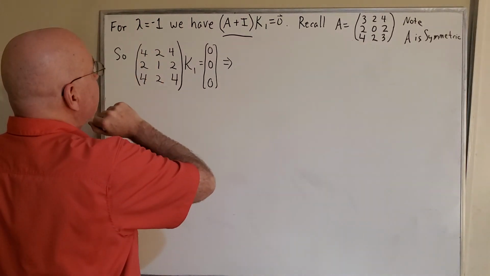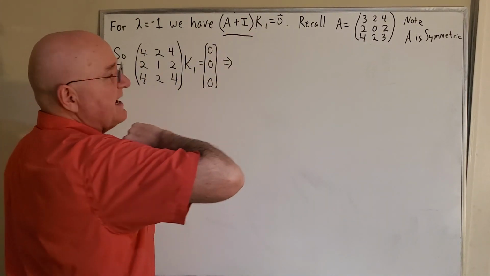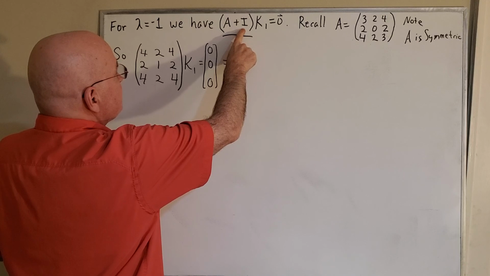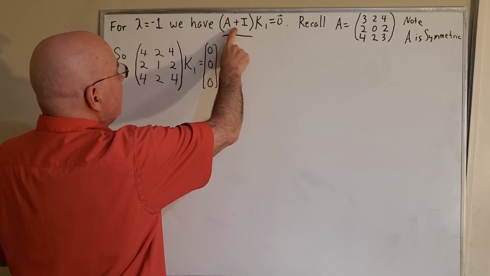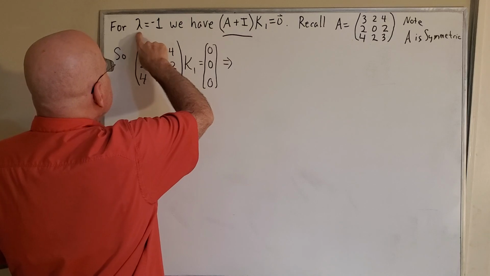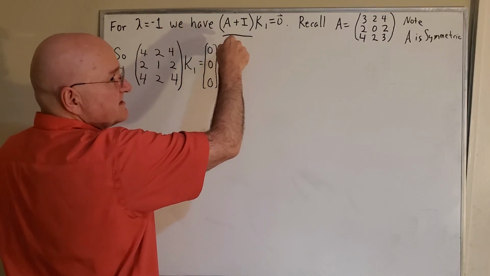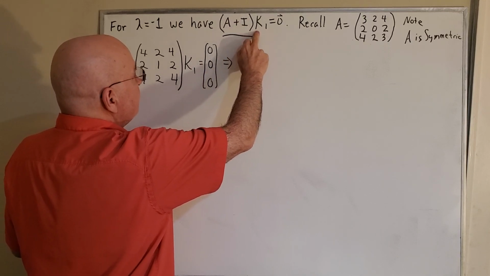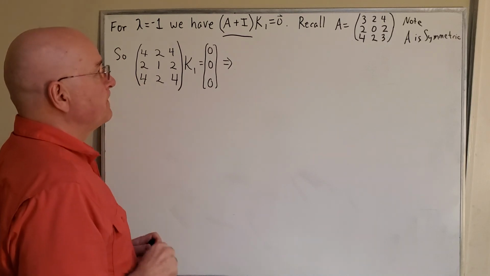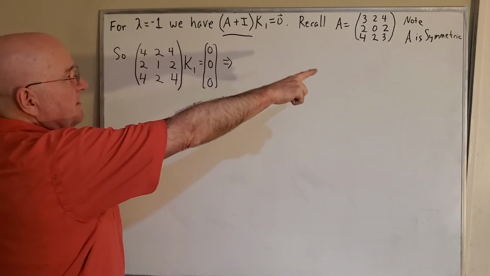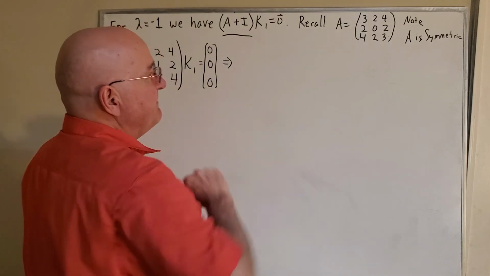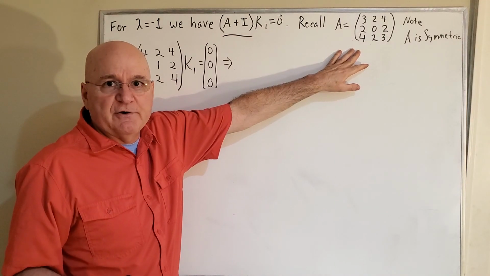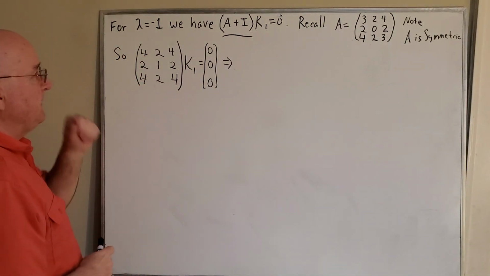So lambda being -1 means this equation is how we find K1. A is our coefficient matrix. And why do I have a plus I here? Because it's supposed to be A minus lambda I. But lambda is -1. So minus lambda is actually a positive 1. So it's just A plus I times this eigenvector must equal the 0 vector. So I'll come to this in a minute where I said note that A is symmetric. We'll come back to that later. A is called a symmetric matrix. If you remember that from a linear algebra class you've had, we'll talk about that in a minute.